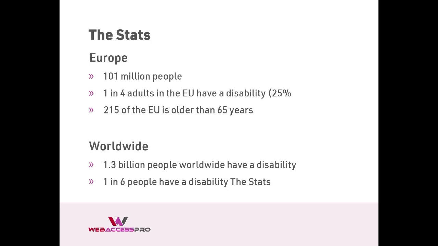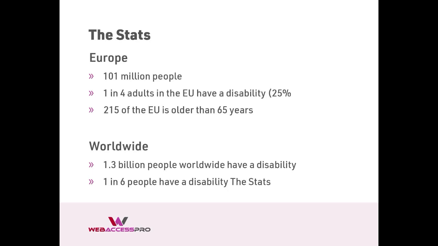And why is Europe being so strict about accessibility? Europe, at this point, has over 100 million people with disabilities. 1 in 4 adults have a disability in the EU. In addition, 21% of the population is over the age of 65, and we do know that as you age, it's more likely that you will develop some sort of disability or have more than one disability. So as Europe ages, accessibility becomes a more important issue for their population.